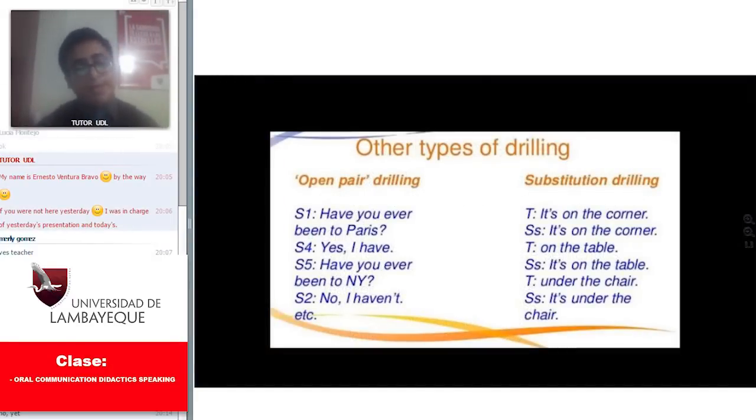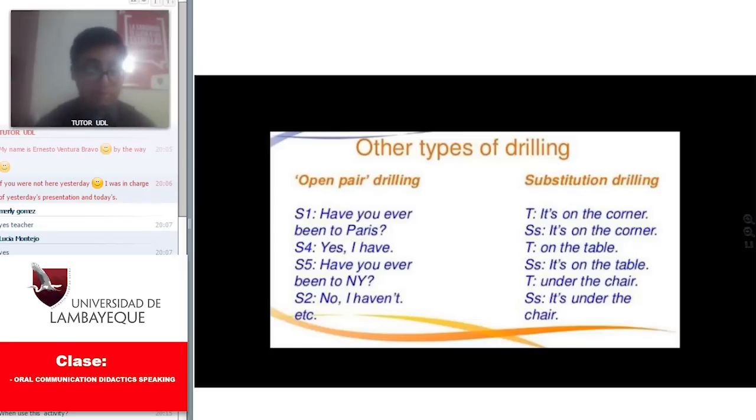Okay, so in the next one, we have other types of drilling. Another way is open pair drilling. For example, here it says, student one says, have you ever been to Paris? So student four will say, yes, I have. Student five is going to continue, have you ever been to New York? And student two will say, no, I haven't.